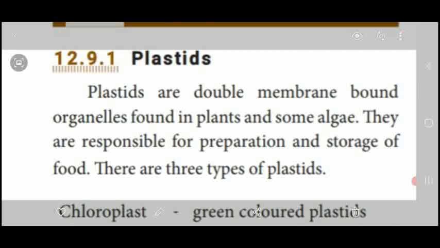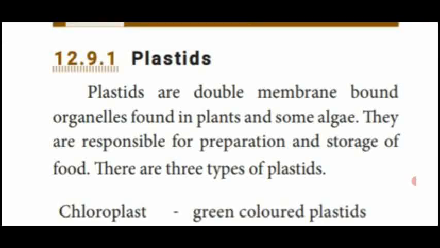So the plastids are an organelle present inside the cell, bounded by a double-walled membrane, found in plants and some algae. It is absent in the animal cell. Their function is preparation of food material and storing of the food material. So those are the functions of the cell organelle named plastid.